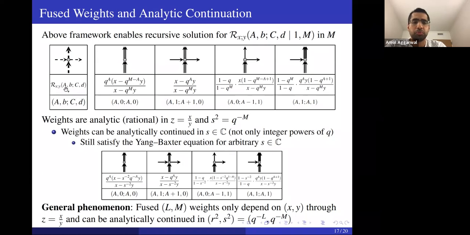So I'm taking the fused weight of R_xy of A coming in from the bottom, some number B coming in from the left, some number C exiting through the top, and some number D exiting through the right. And this is equal... Okay, so I've sort of tabulated all possibilities for non-zero values of this vertex weight over here.